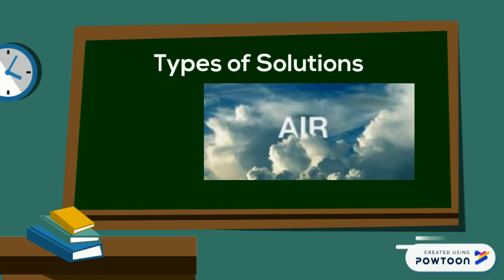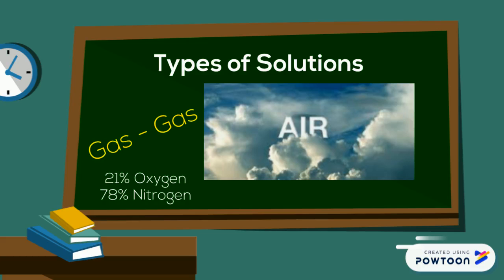In air, oxygen mixes uniformly with nitrogen. Oxygen is the solute because it is the smallest part at 21% of the air, and nitrogen is the solvent at 78%. This is known as a gas-gas solution.